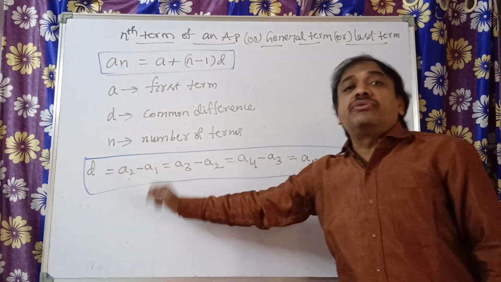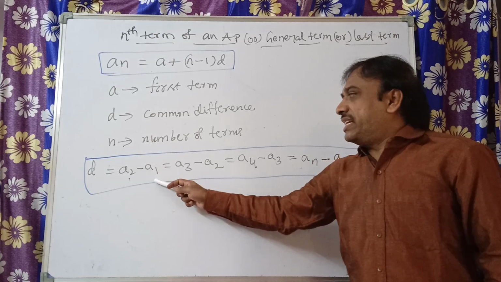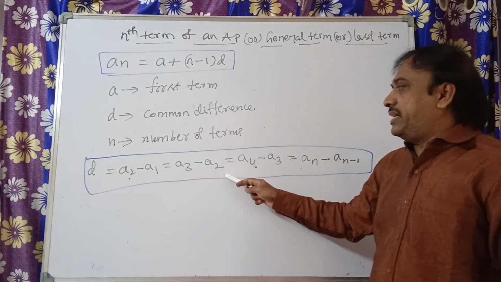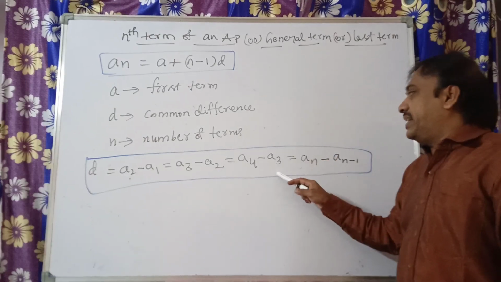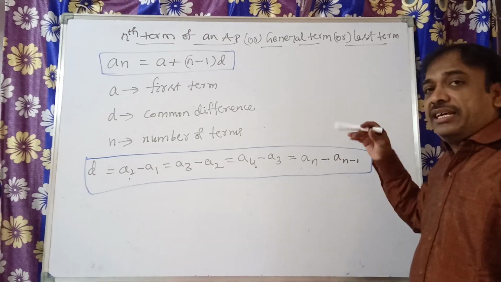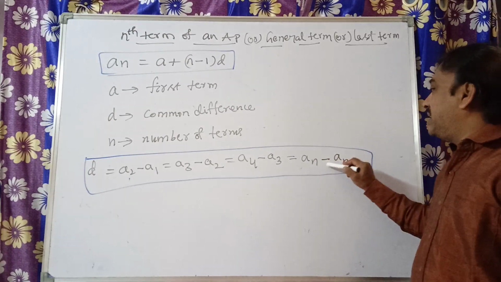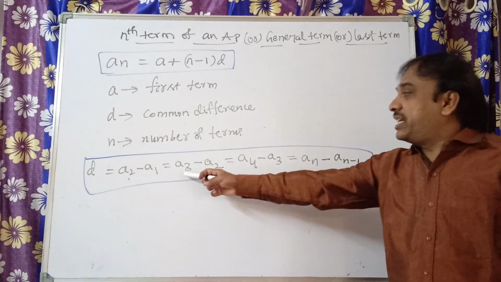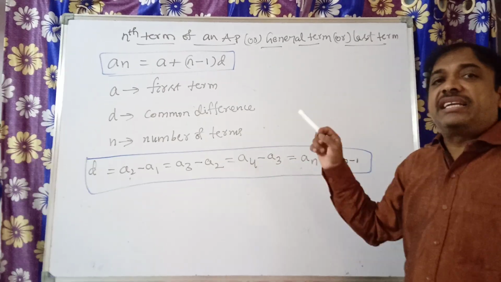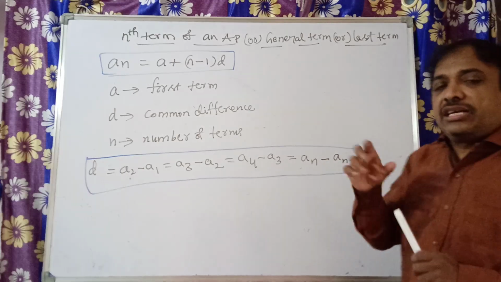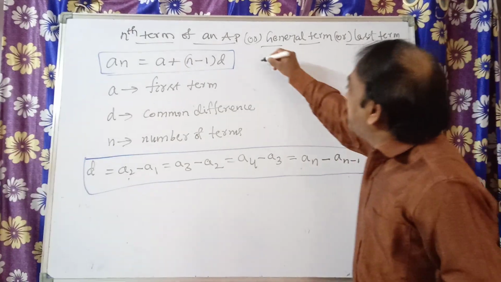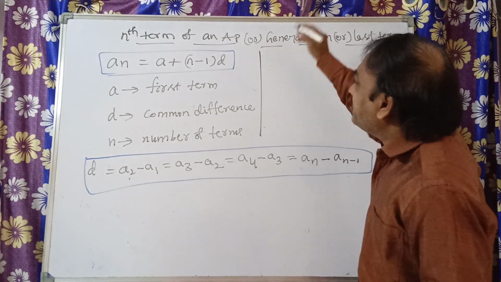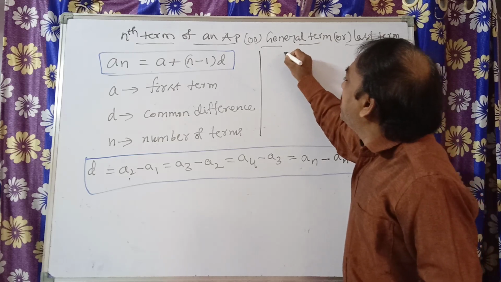D, the common difference, how to obtain it? A2 minus A1, or A3 minus A2, or A4 minus A3, and so on. If An minus An minus 1 is the same, this is how we get the common difference. If the difference is the same, then we say that the terms are in arithmetic progression.